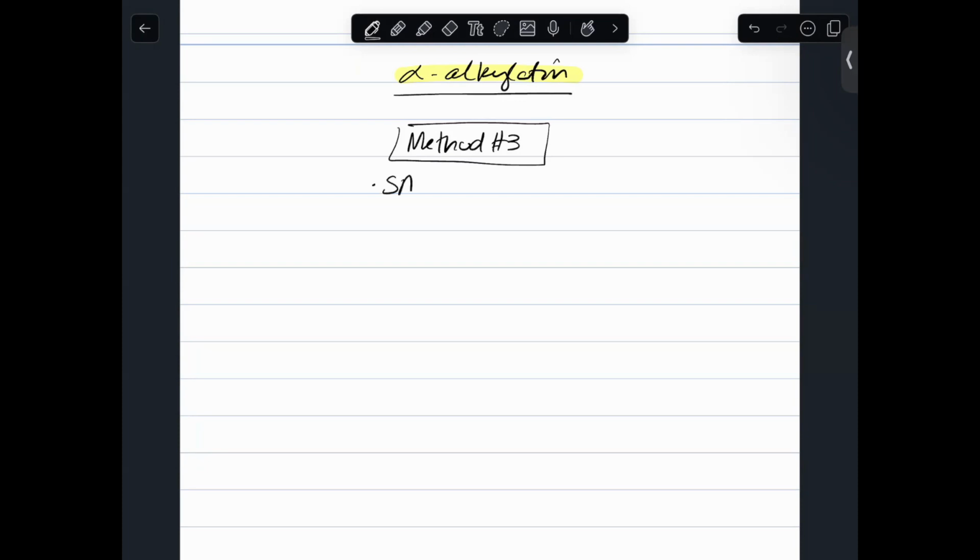Okay, you guys, so this third video is going to discuss method number 3 regarding alpha alkylation, and this will be our last method. And this last third method is known as SAMP and RAMP chemistry.